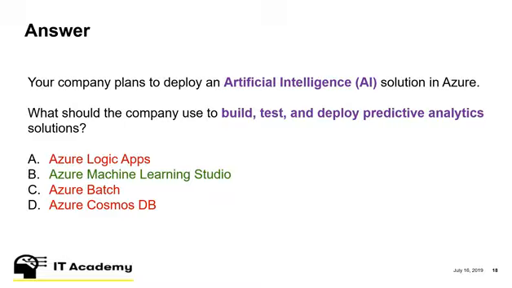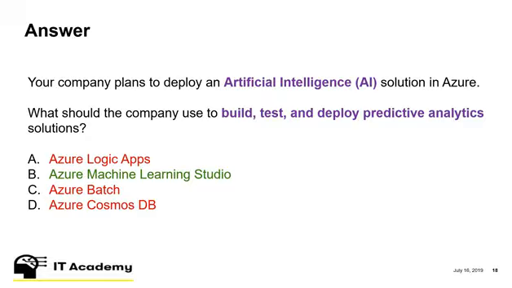Now this is an incredibly broad question at first glance. It's just telling us that we're planning to deploy an artificial intelligence solution in Azure. Right? Let's look at the subtle nuances in this question. We know we're building an AI solution, yeah, but what the question is specifically asking us is, what should the company use to build, test, and deploy predictive analysis solutions?